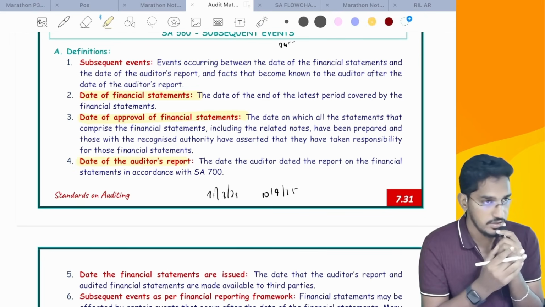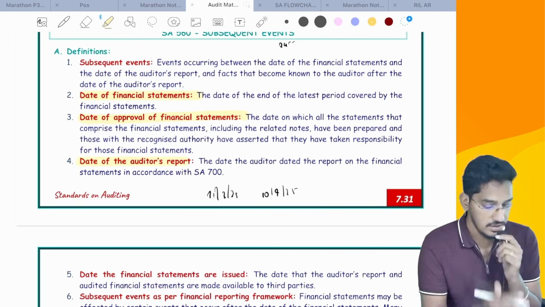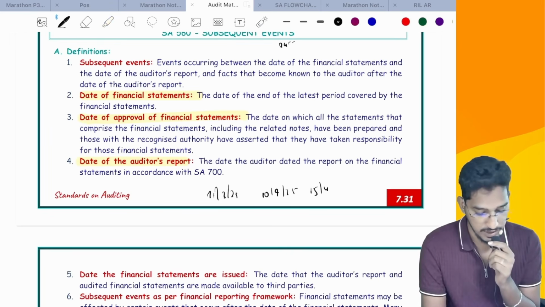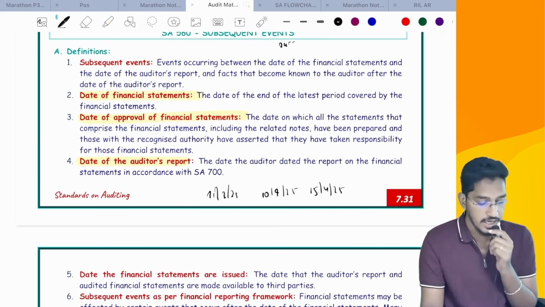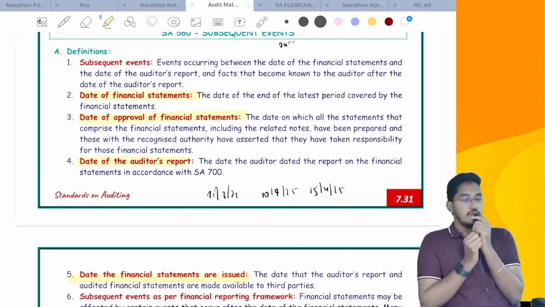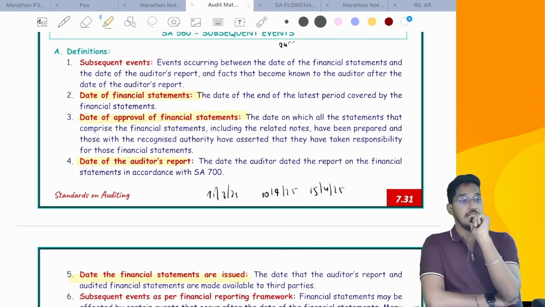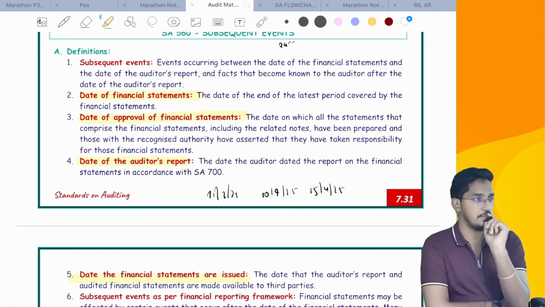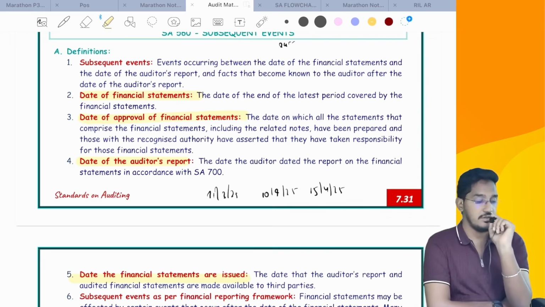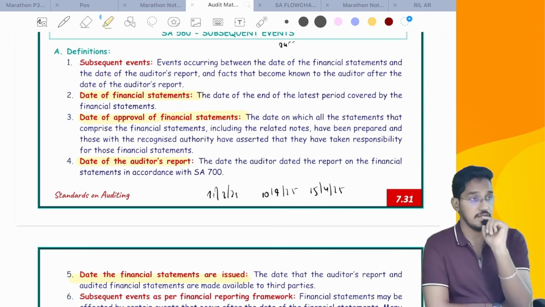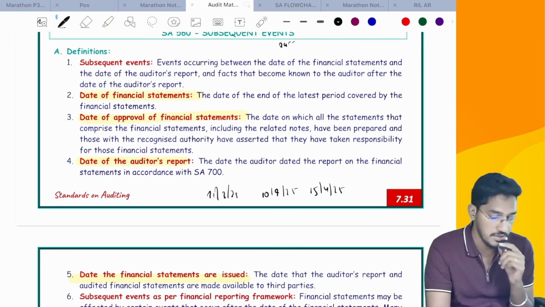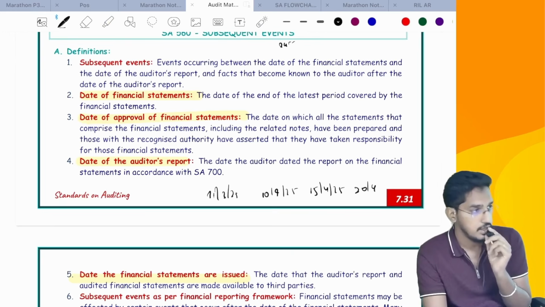Then we have the date of auditor's report. What is the date of auditor's report? The date on which the auditor signs and mentions it on the auditor's report. Say, for example, 15th of April. And then the date the financial statements are issued. What do you mean by that? The date on which the financial statements are made available to third parties. Apart from management and auditor, whenever these financial statements are made available to third parties, that date we call the date the financial statements are issued. Say, for example, the audited financial statements are issued on 20th of April.